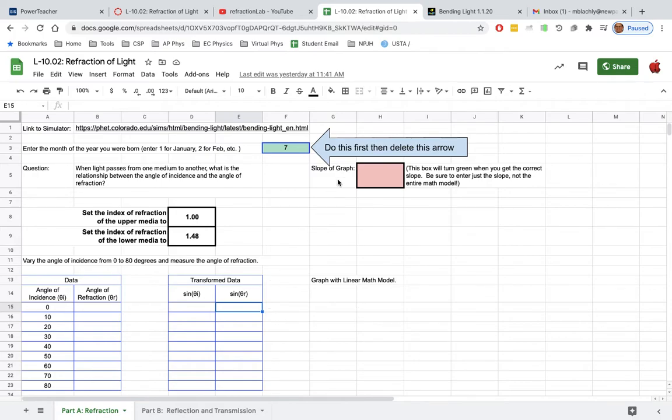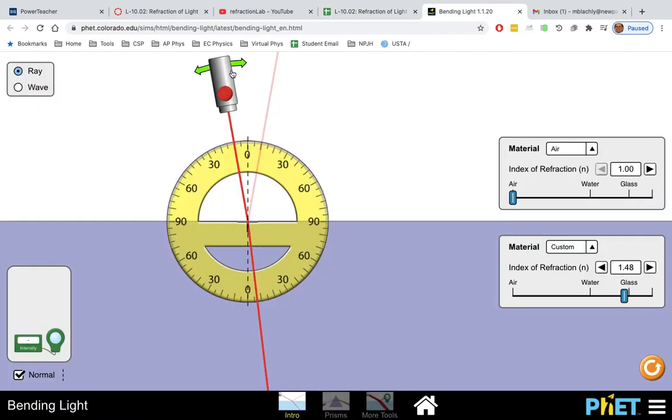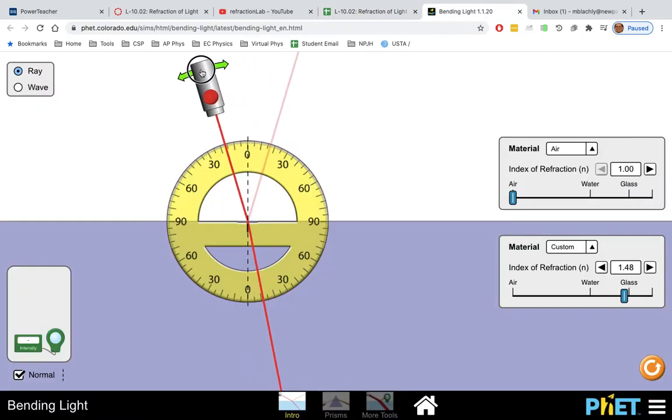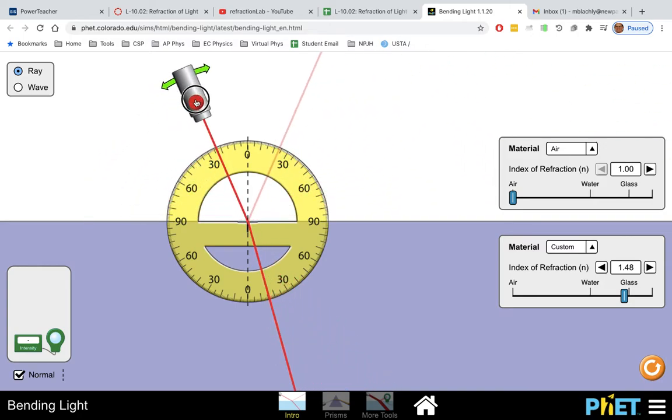All right, so that's part A of the lab. You're going to ask, how does light bend? So for each angle of incidence, the angle of incidence is this angle right here, that's 20 degrees. You're going to measure the angle of refraction and then try to find a math model.